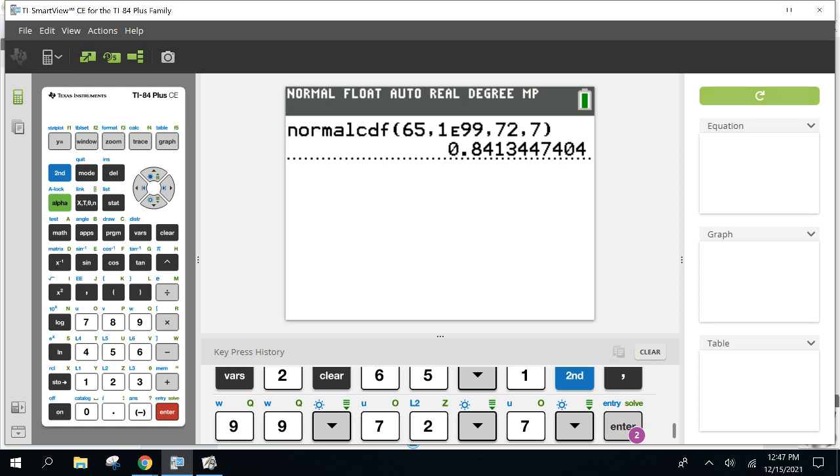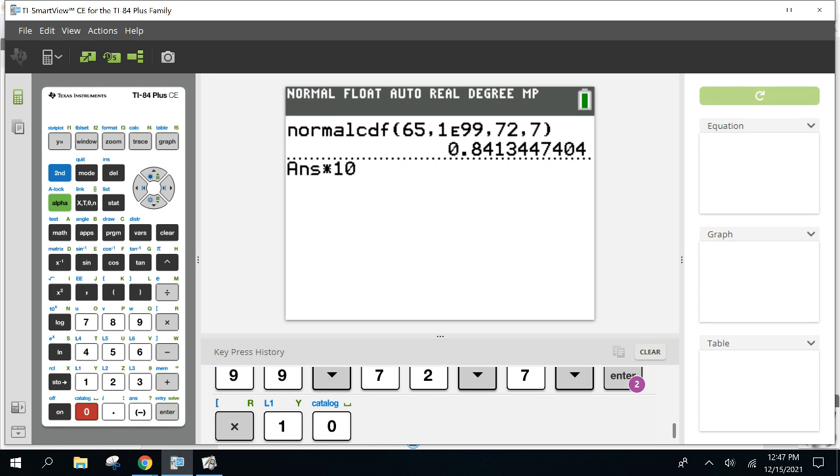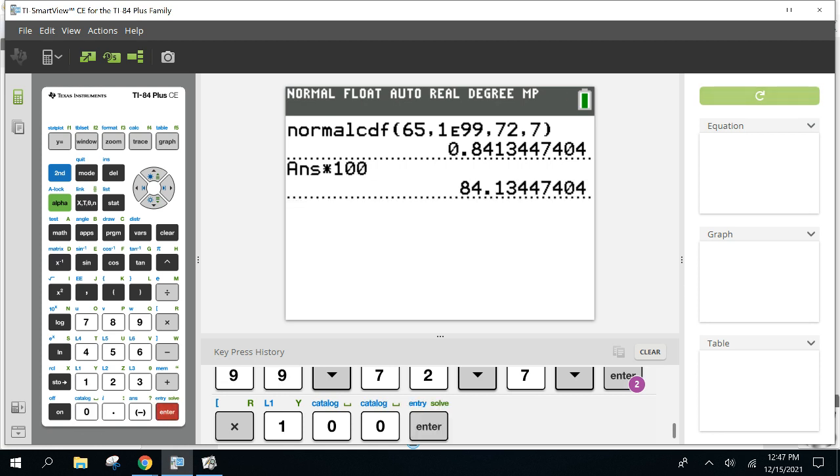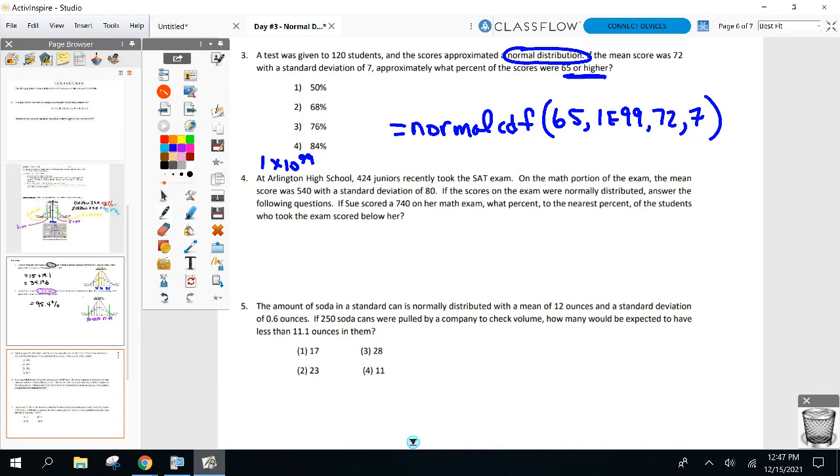It'll give us a decimal. Now, what's this number represent? That's your percent, but as a decimal. That's not your percent. That's your percent as a decimal. So you can do one of two things. Move the decimal over 2 spots on your own, or just multiply it by 100 in your calculator, either or, but know that this is not the percent. That's your percent as a decimal. So what percent of scores scored 65 or above? 84%.